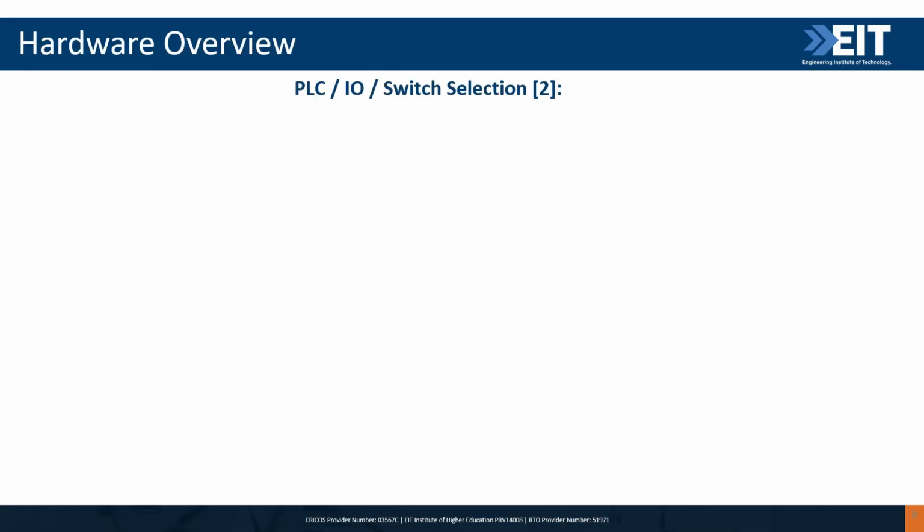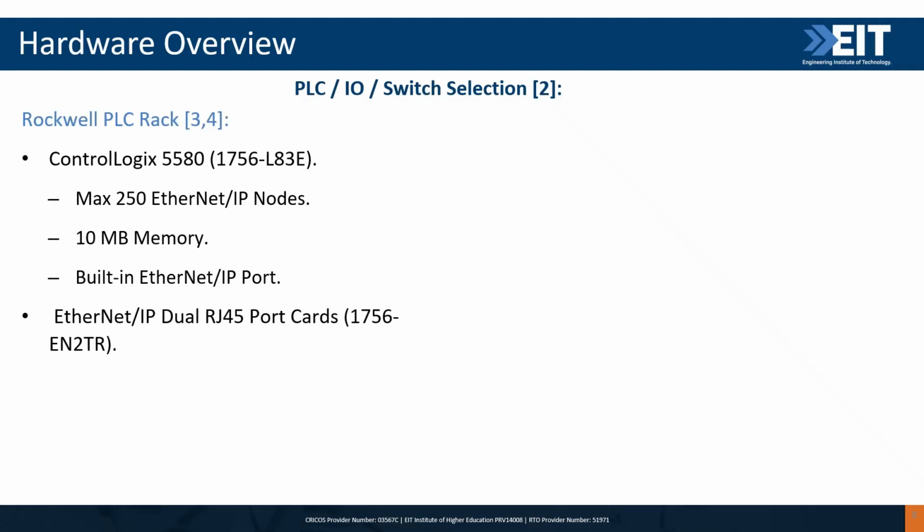Our hardware overview of the PLC, I/O, and switch selection. Rockwell PLC rack will include ControlLogix 5580 family with redundant processor, part number 1756-L83E. This processor includes the following features: a maximum of 250 Ethernet IP nodes, 10 megabytes of memory, a built-in Ethernet IP port. This rack will also include multiple Ethernet IP dual RJ45 port cards, part number 1756-EN2TR. The choice of this processor allows us to expand our network with additional Ethernet IP nodes.